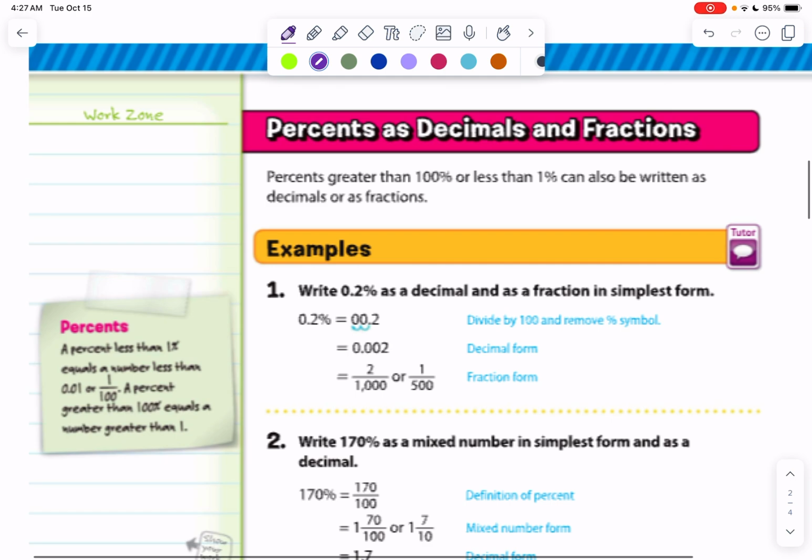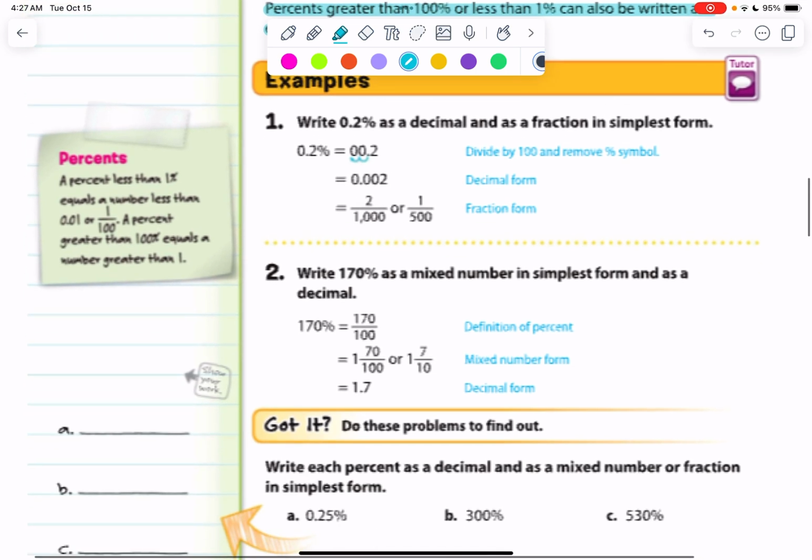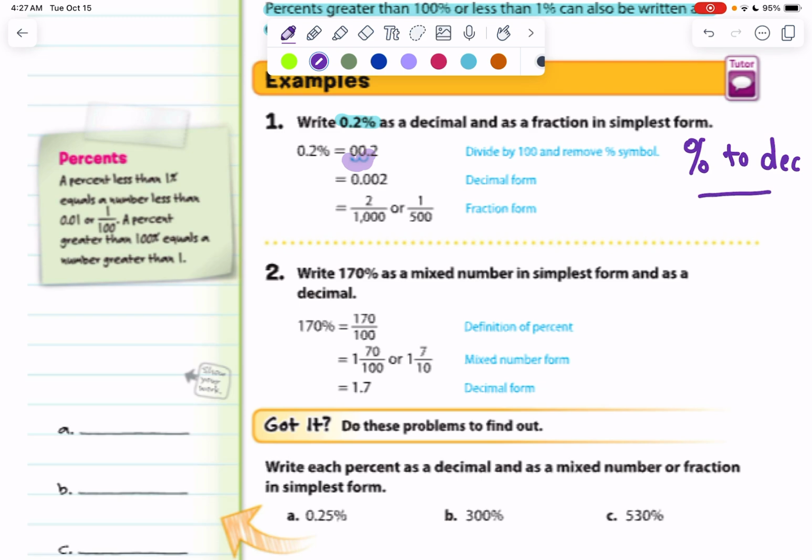All right. So here we have a little thought. Percents greater than 100% or less than 100% can also be written as decimals or as fractions. So here it says write 0.2% as a decimal, and all they did was move 2 places to the left. So anytime you're converting from percent to decimal, you move 2 places to the left, 2 places.